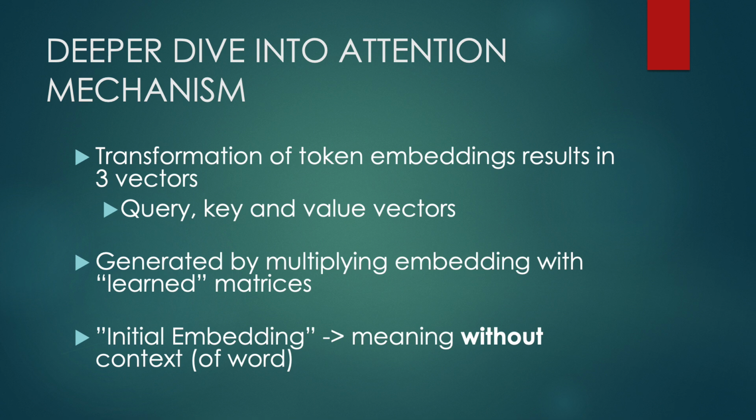So there are 3 important vectors to consider with the attention mechanism, and those are the query, key, and value vectors. Matrix multiplication is used as a tool along with the stuff that the machine has already learned. And you take those 2 matrices, you multiply them, and that's how you generate attention values. So we start initially with the embedding of a word, which is the meaning of it without any context.